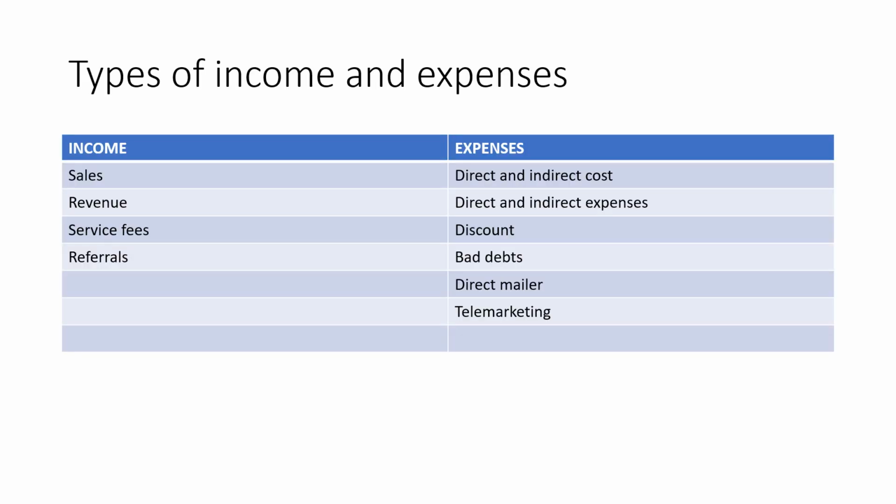Firstly, let us understand the different types of income and the expenses. Under income, we have sales, because we earn through sales, revenue, service fees, and referrals. Under expenses, any direct or indirect cost that we incur, any discounts that we have given, any bad debts that we faced, and direct mailers, which were a means to earn customers. So we had to spend on direct mailers and on telemarketing. Those are our expenses.